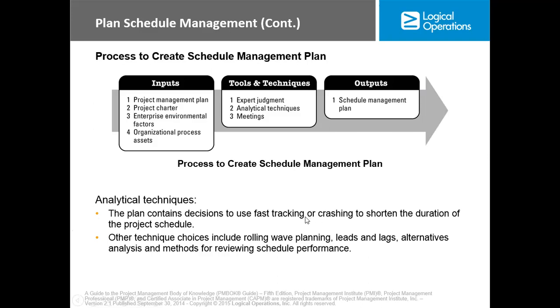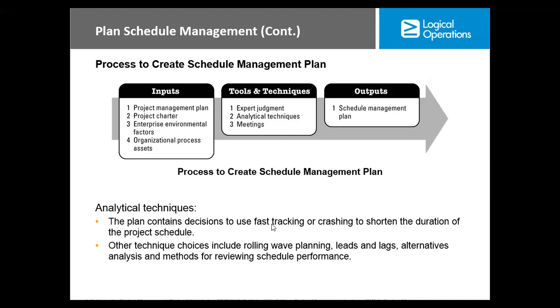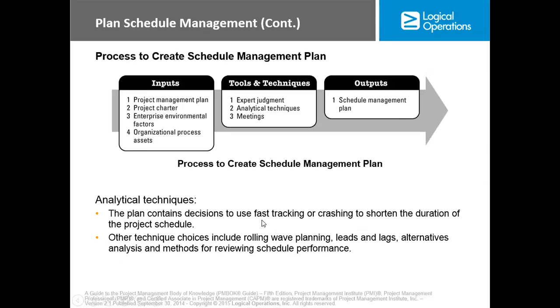When you talk about fast tracking and crashing, these are schedule compression techniques. When you do fast tracking, things that you would have done in parallel, you actually do them together. But for crashing, you add more resources to the work to shorten the duration. The problem with fast tracking is that the risk is increased, but for crashing, the cost is increased.